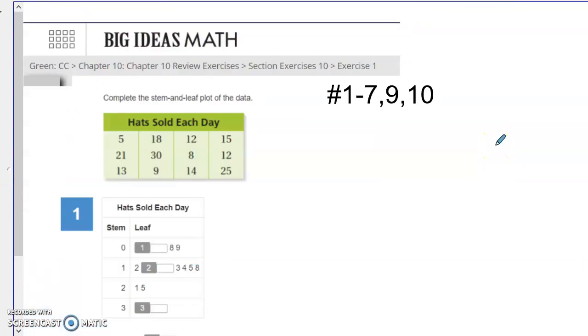Now I'm going to take you through the first question on bigideasmath.com, and you are going to do numbers 1 through 7 and then 9 through 10 to review.